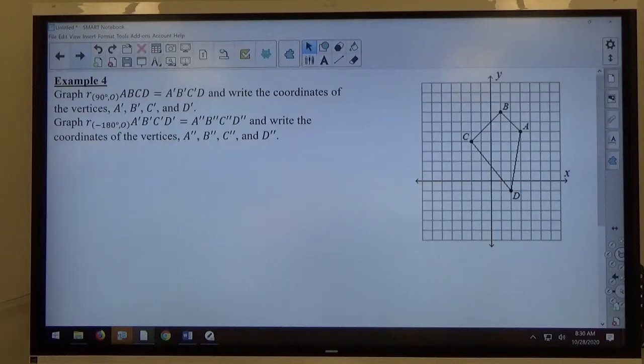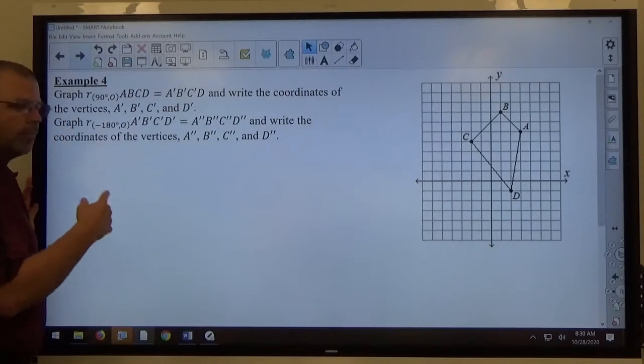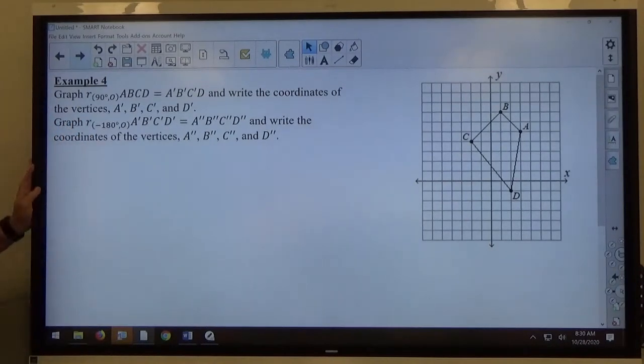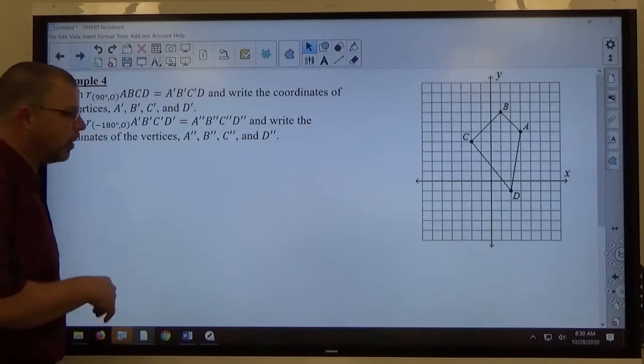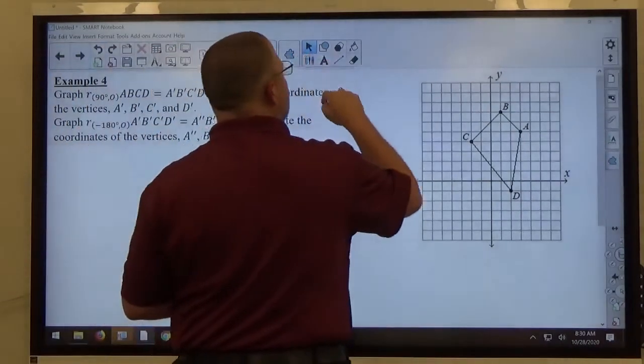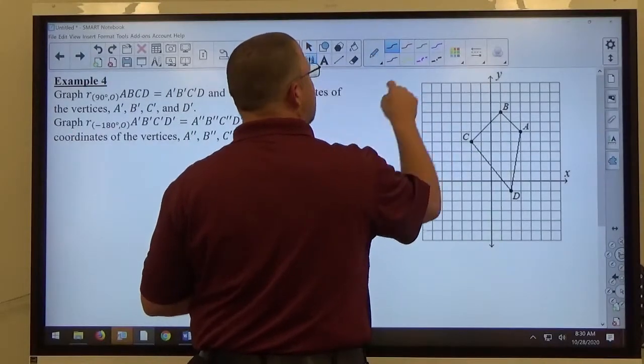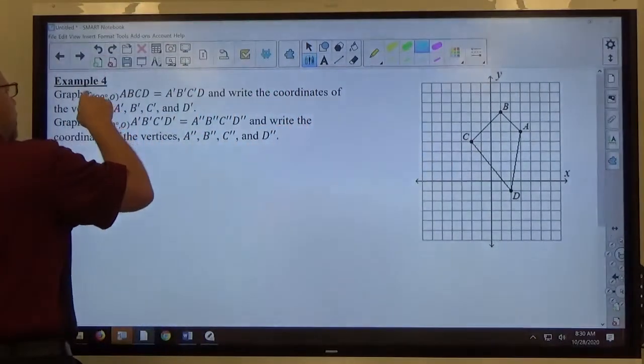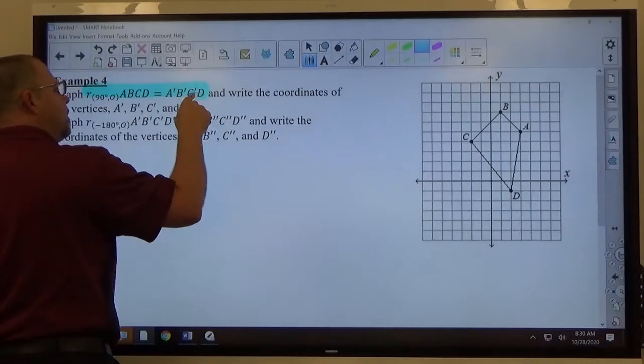All right, for example 2, we have this graph drawn. We have this figure A, B, C, D. We're forming a reflection, and we've had these reflection rules, translation rules. Now this is rotation. I said reflection, but all these rules and the way they're written, you need to know what they mean. So notice the rotation rule looks like this.